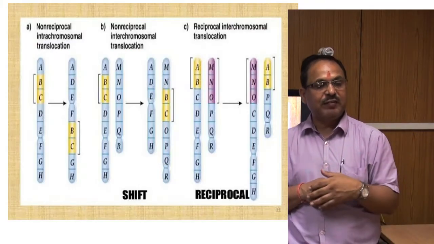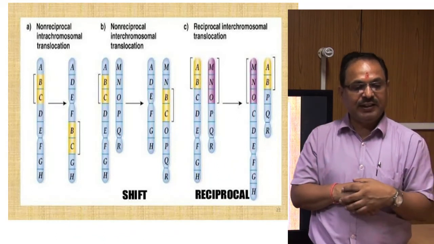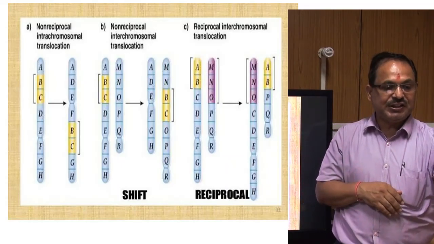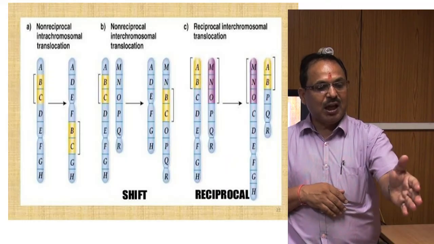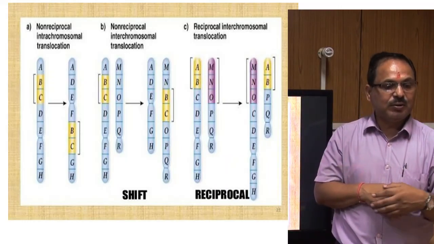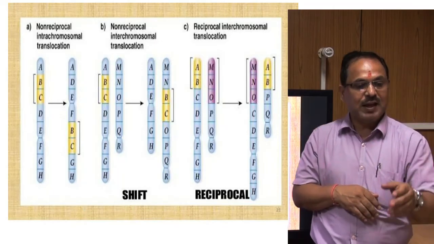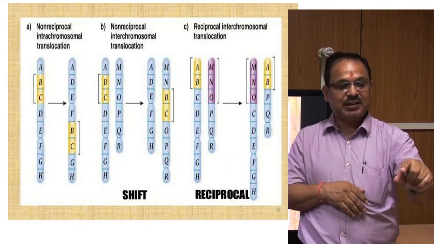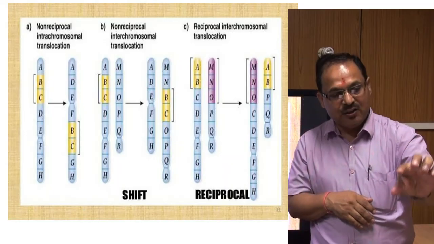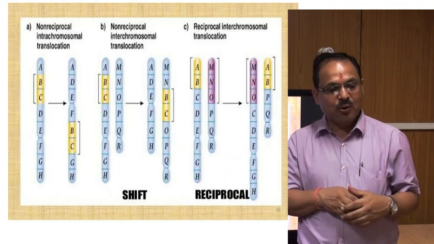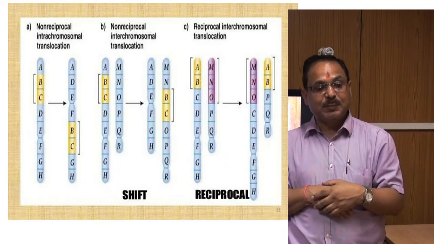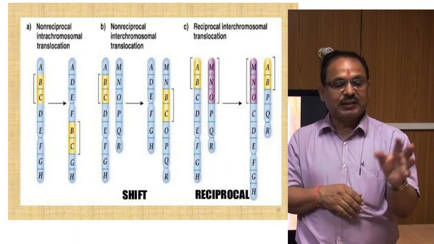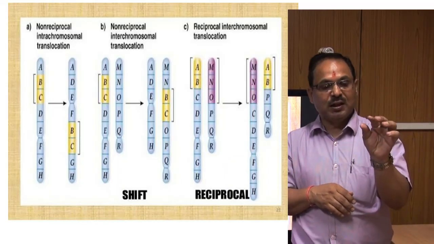You can see here the pictorial representation of these different types of shift and reciprocal translocations. In this case, we can see the B and C segments translocated to the non-homologous chromosome, in the non-reciprocal translocation. Here in this shift type, the B and C chromosome segment is translocated to the non-homologous chromosome MNOPQR.